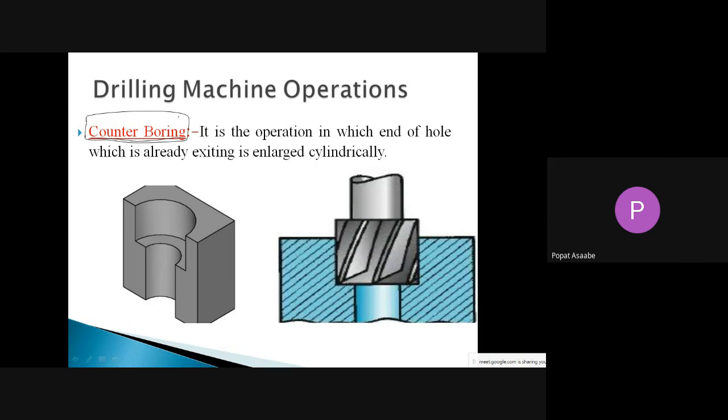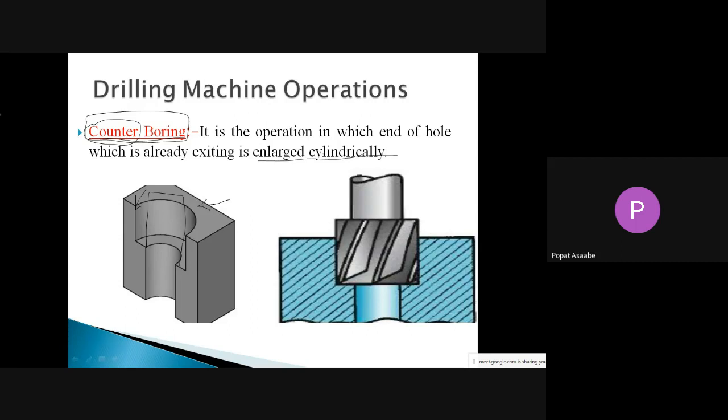We know that boring means just increasing the diameter of the hole. Then what is meant by counter boring? See here the definition. Counter boring means it is the operation in which the end of the hole. Suppose this is the workpiece, and inside that workpiece we have already produced a hole. Suppose this is the end of that hole, which is already existing. It is enlarged cylindrically.